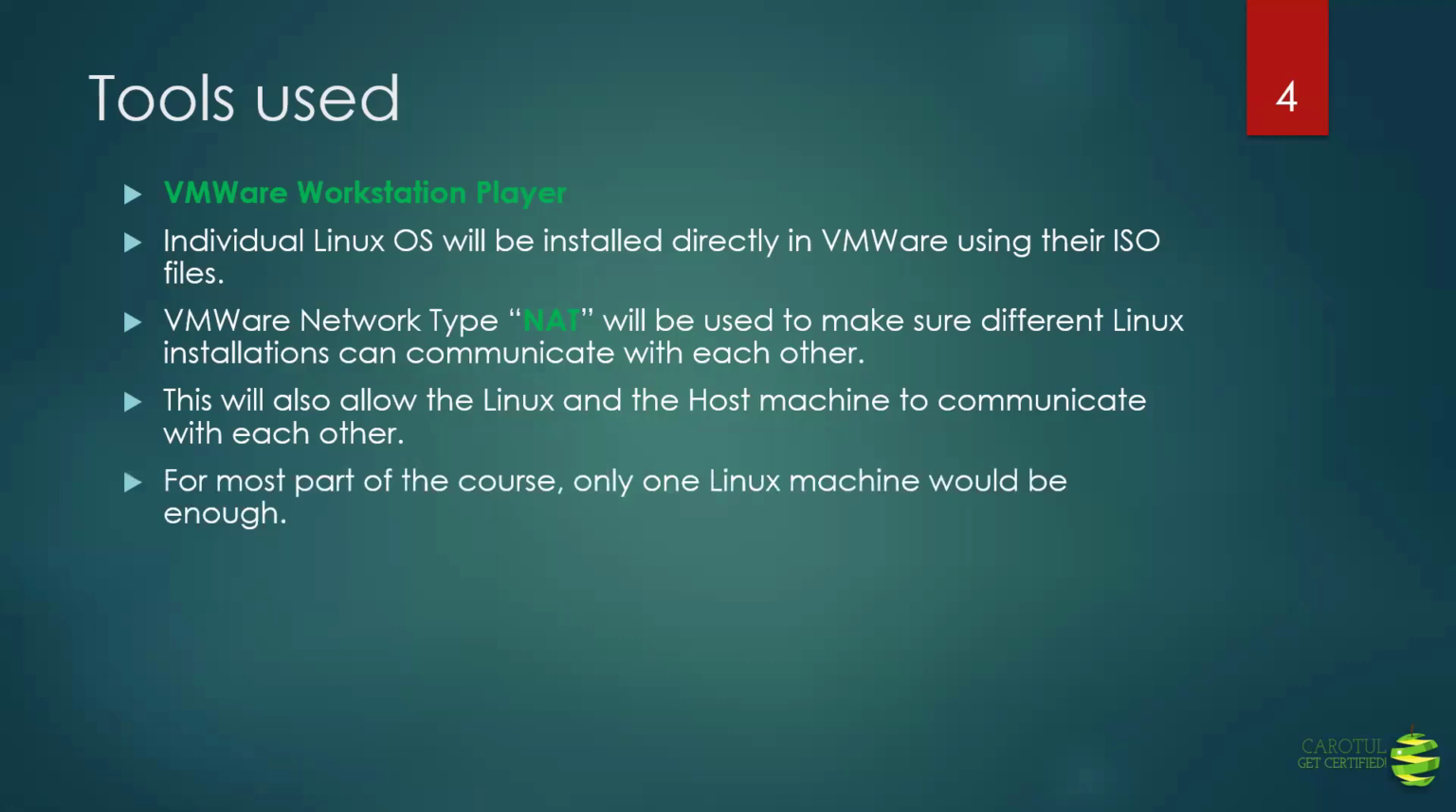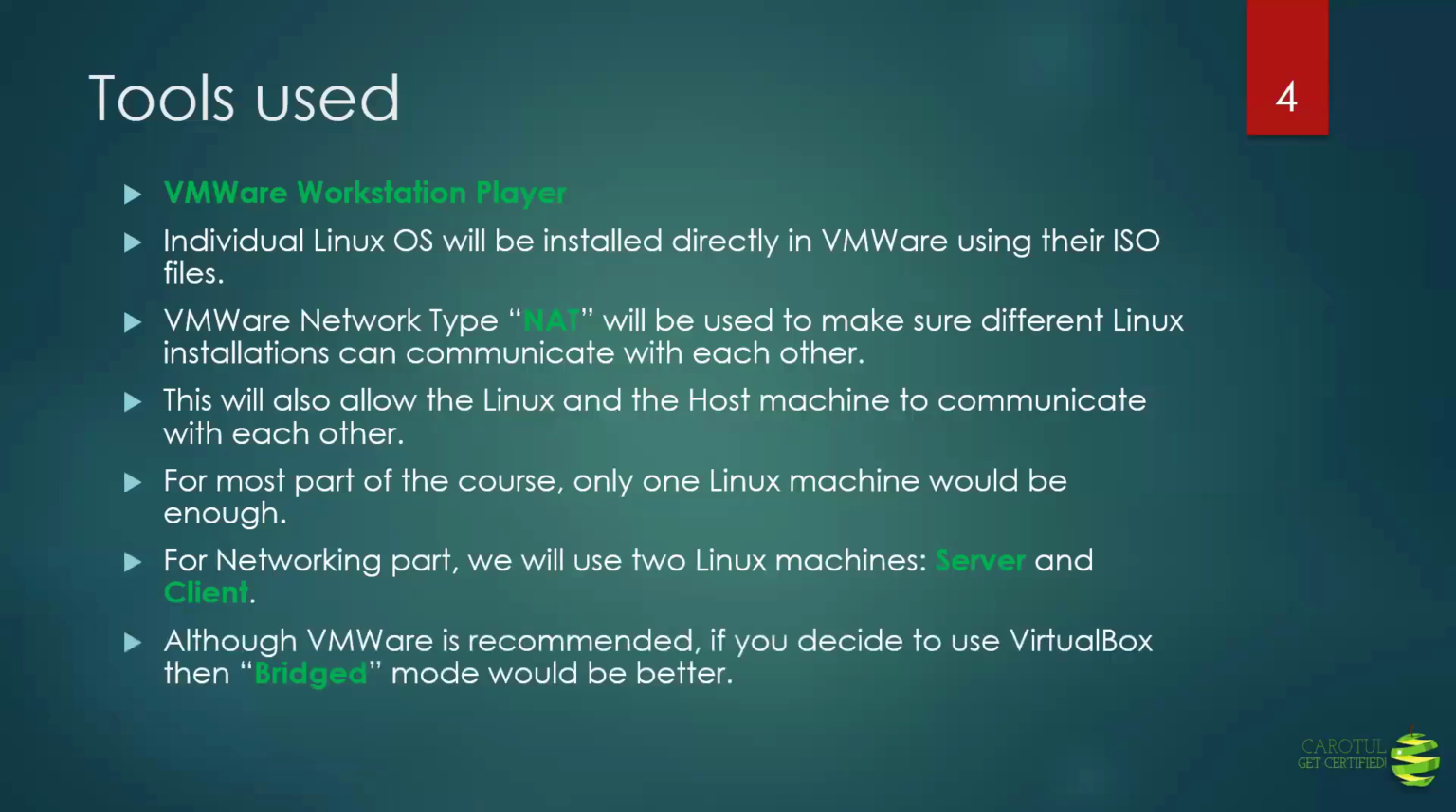So for most of the course, as I mentioned, only one Linux machine would be enough because you are just going through the basic commands. But when it comes to networking, that time we will need more than one. We will need exactly a server and a client, to be specific, right? And although VMware is recommended, as I mentioned, if you decide to use VirtualBox, then the bridge mode would be better, because in bridge mode, all the devices using that mode will be able to inherently communicate, and they will also be able to communicate with the host machine.